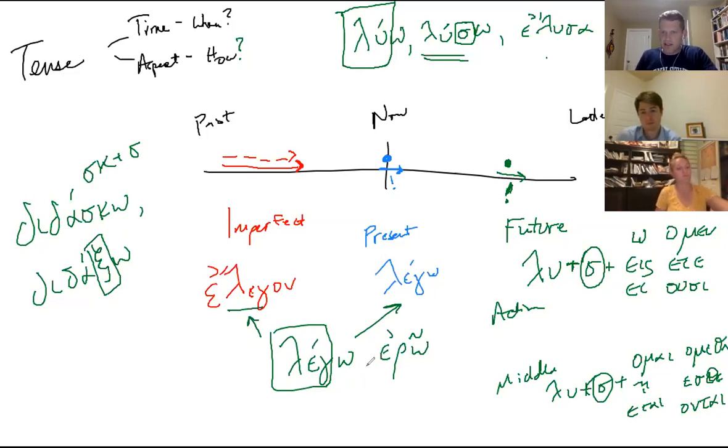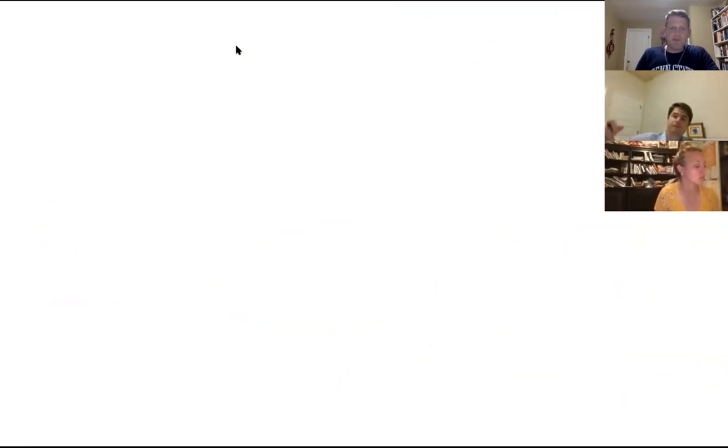Is it okay if I erase this? I feel like it clutters up. I'm not much of an OCD person, but when you get enough stuff going on a whiteboard, it overwhelms me.